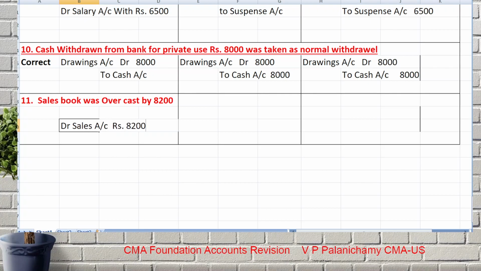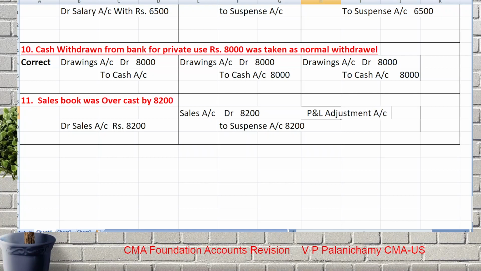Rupees எவ்வளோ? 8,200. If it is after trial balance என்ன பண்ணுவோம்? Sales account debtor to which account? Suspense account. எவ்வளவு amount வரும்? 8,200. If it is after final accounts என்ன பண்ணுவீங்க? P&L adjustment account debtor to which account? Suspense account 8,200. புரியுதா அது? So in the place of nominal account use which account? P&L adjustment account.